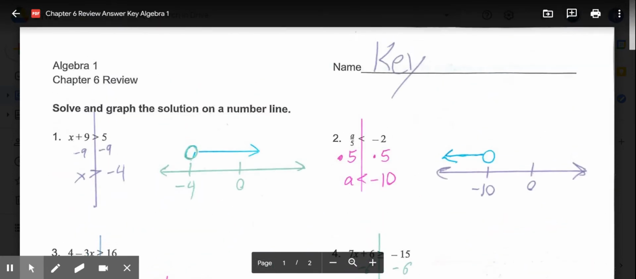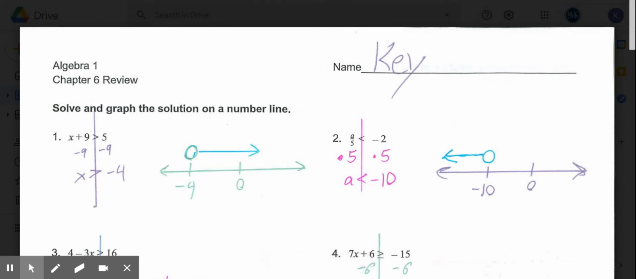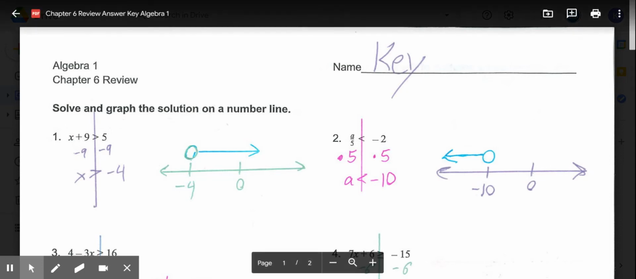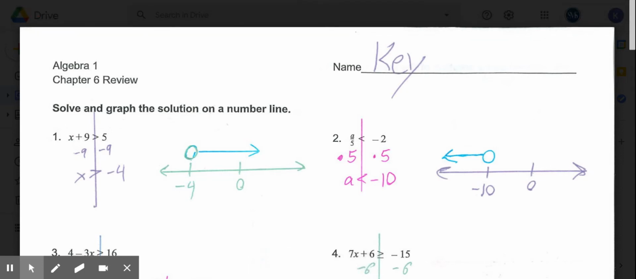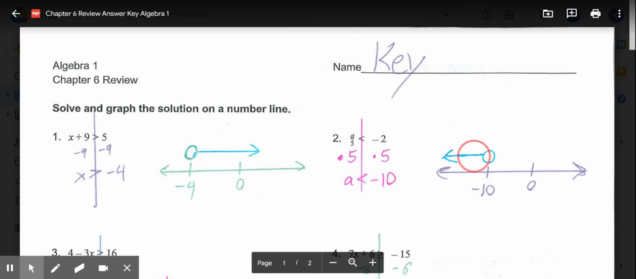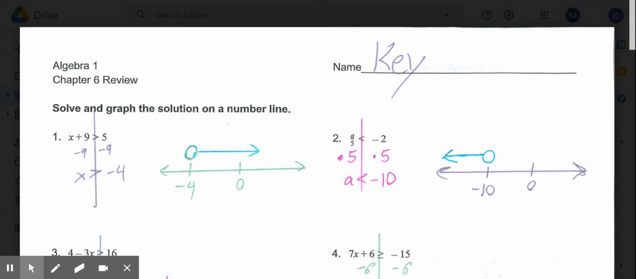So looking back at number 1, we simply have to subtract 9 from each side. So we end up with x is greater than -4. So our graph is right here, arrow going to the side greater than -4. Number 2, a divided by 5 is less than -2. Multiply both sides by 5. A is less than -10, so the arrow would go to the left for less than -10.